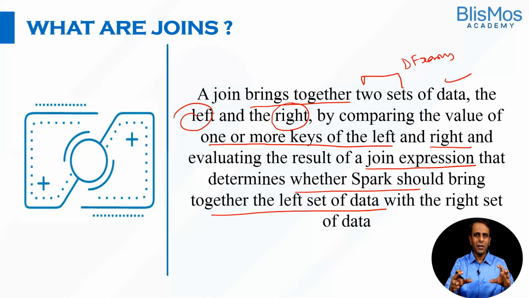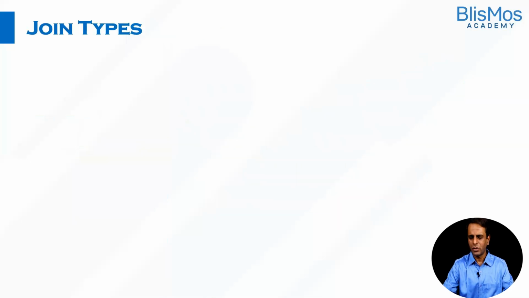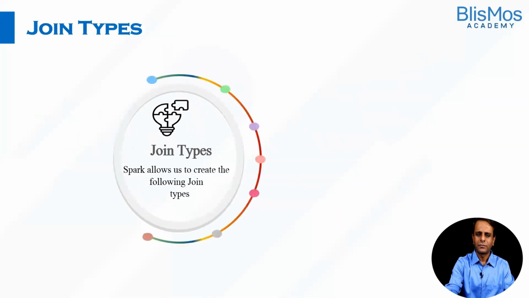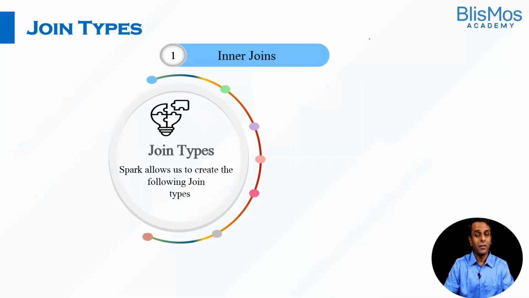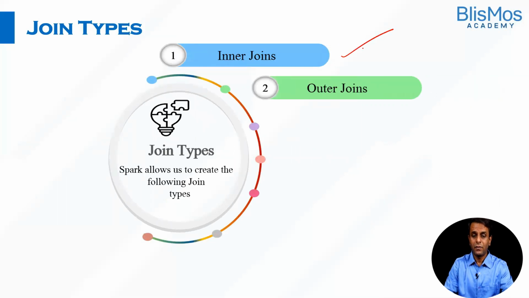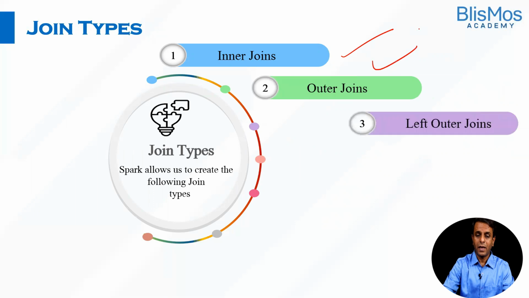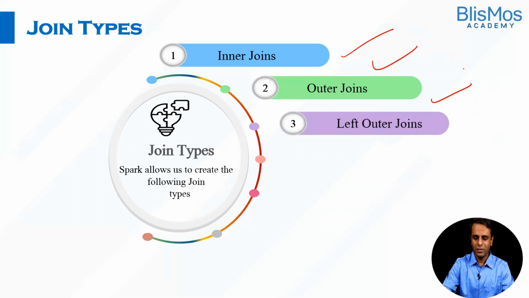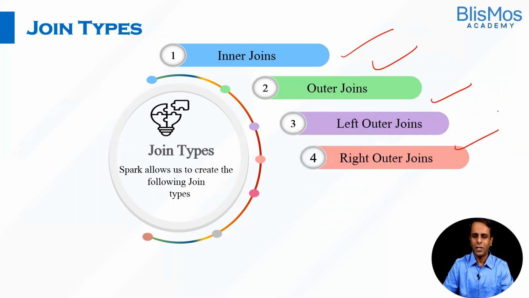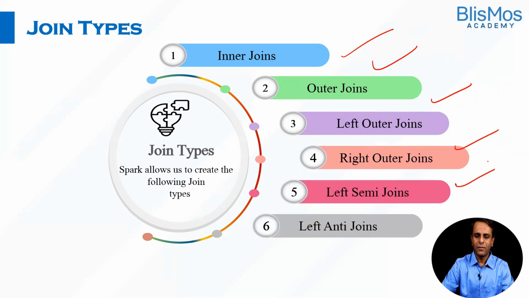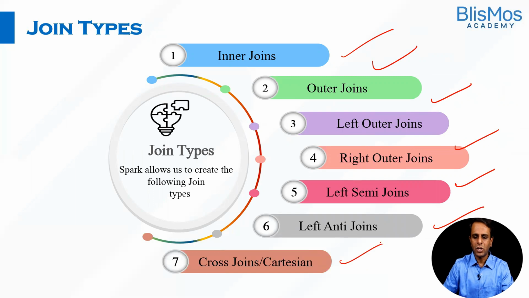We'll understand how it works in the next lecture in a bit more detail. We do have different joins: inner joins, outer joins, left outer join, right outer join, left semi joins, left anti joins, and Cartesian product or cross joins.